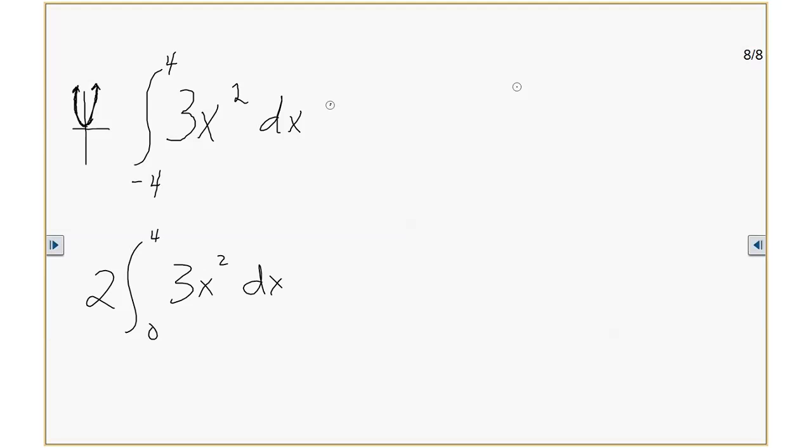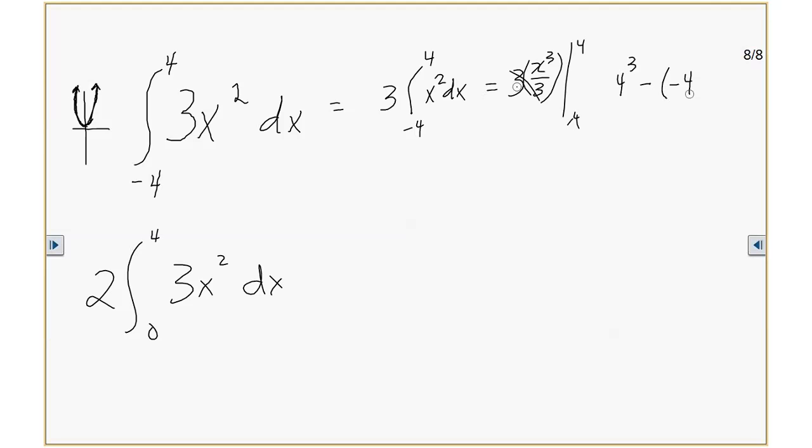All right, so 3 times the integral of x squared dx from -4 to 4. So that's going to be 3x cubed over 3 evaluated at -4 and 4, which is going to be 4 cubed minus -4 cubed, right? Which is going to be 4 cubed plus 4 cubed, which is going to be 128 square units.